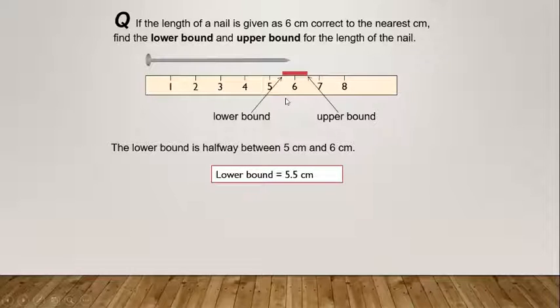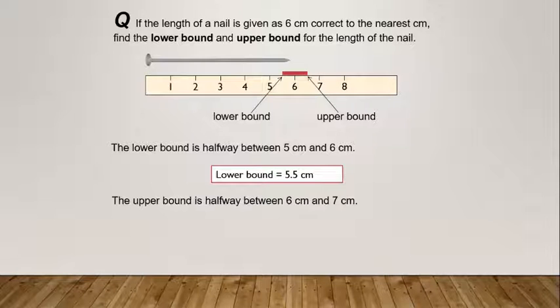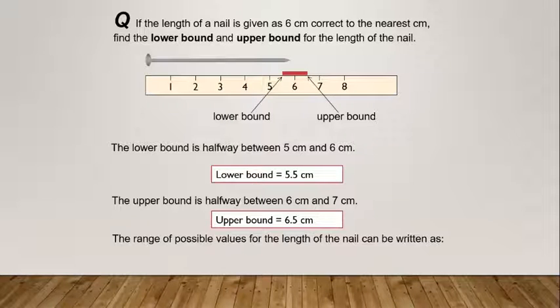So the lower bound of the length of a nail is 5.5 centimeter, and the upper bound is exactly halfway between 6 and 7. So the upper bound of the length of a nail is going to be 6.5 centimeter. So the range of the length of the nail is between 5.5 and 6.5 centimeter. Okay, so to find the upper and lower bound, what do we do? We just go halfway before the number and after the number.